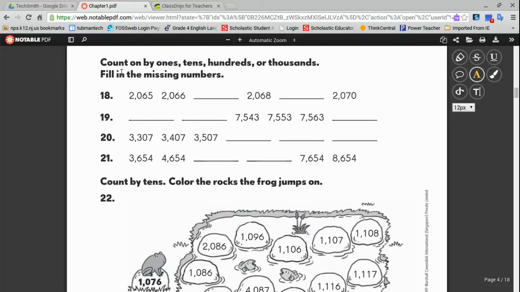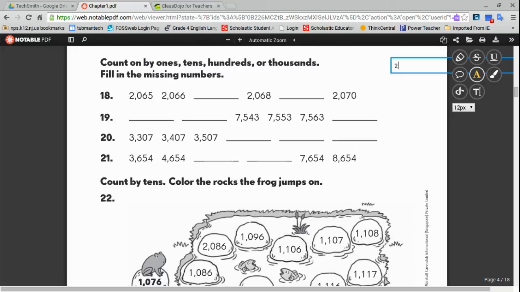So this is page 4. Directions say, count on by ones, tens, hundreds, or thousands. Fill in the missing number. So one easy way of doing these is to write these up and down. So I'm going to do number 18 right now, and I'm going to take these numbers and write them up and down.